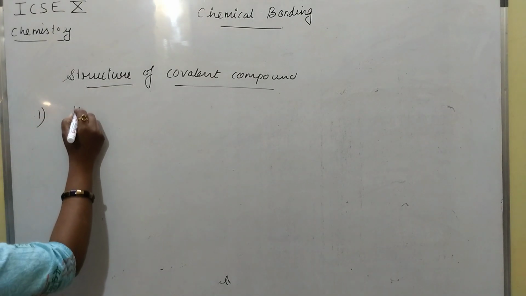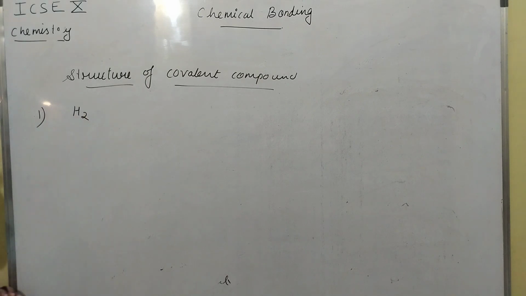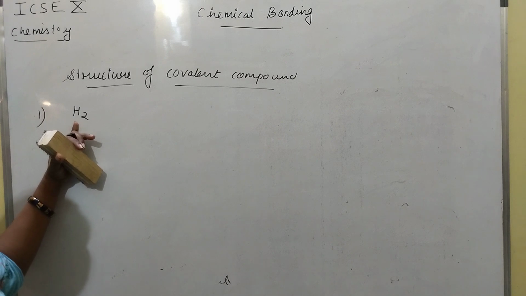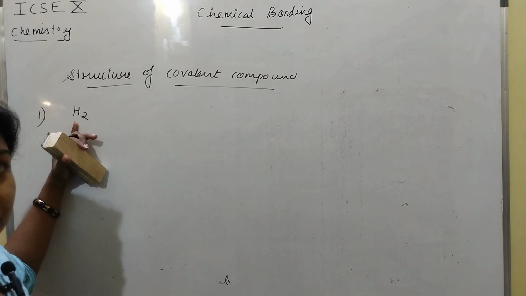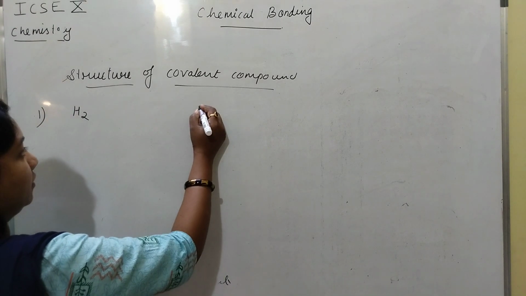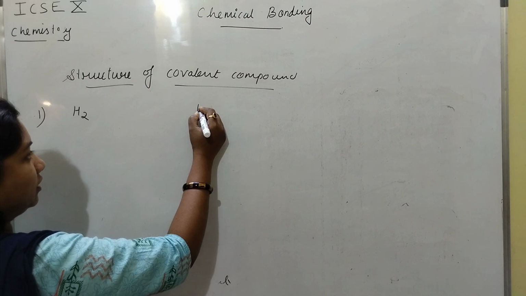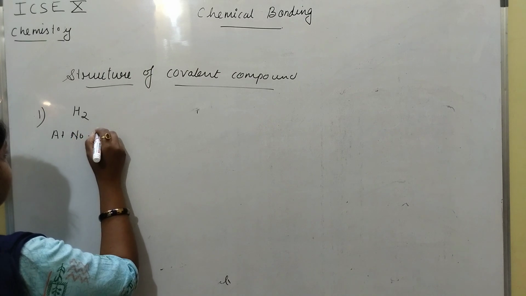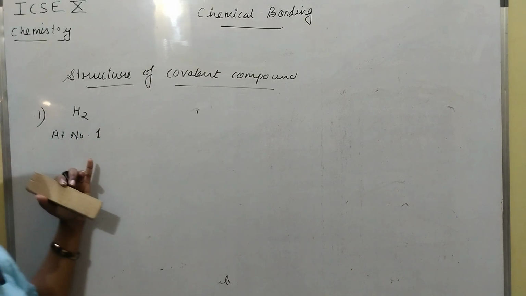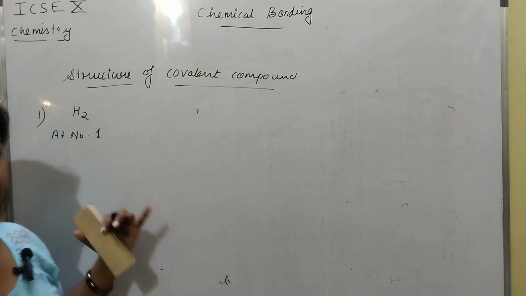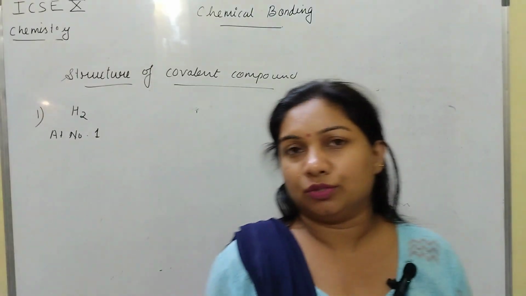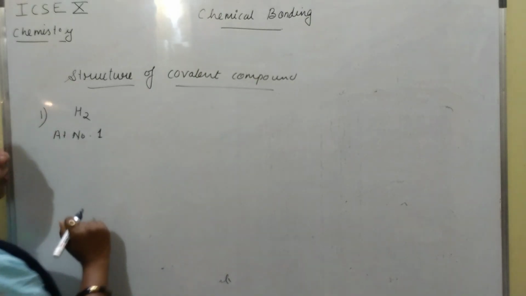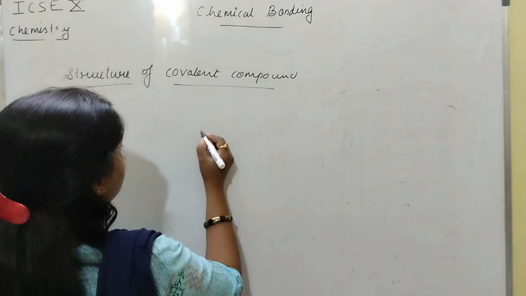First we will take the hydrogen molecule, and you can see that the hydrogen molecule is formed by the combination of two hydrogen atoms. We know the atomic number of hydrogen is 1. So it is short of one electron to complete the duplet and get the configuration similar to helium. Now we will draw the structure of this hydrogen molecule.